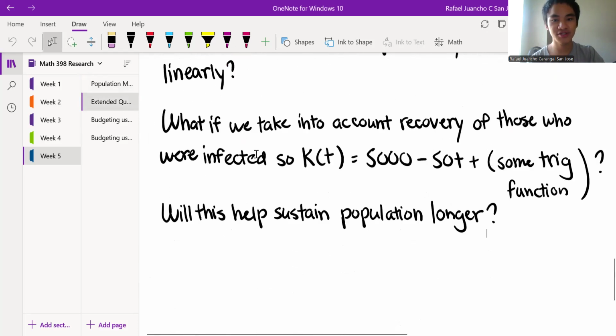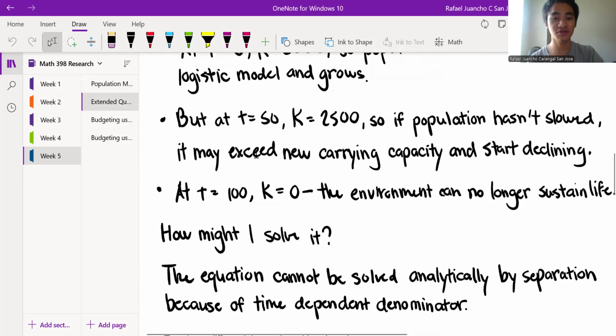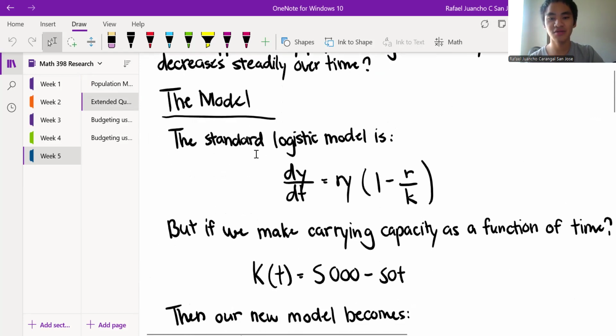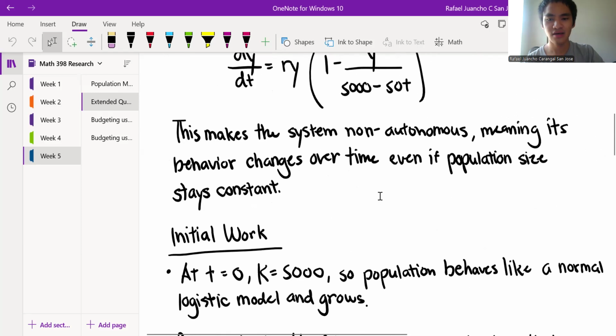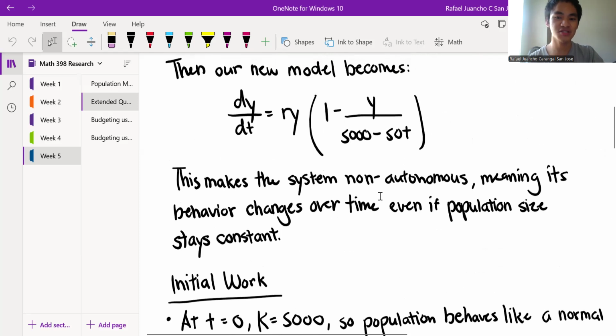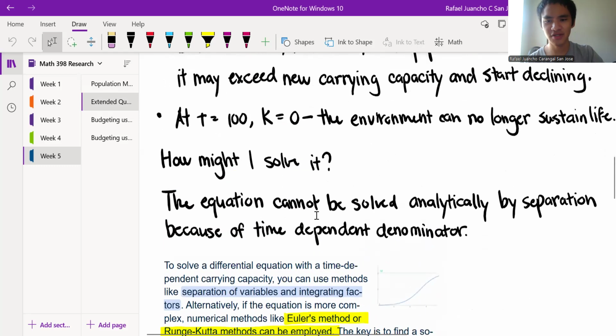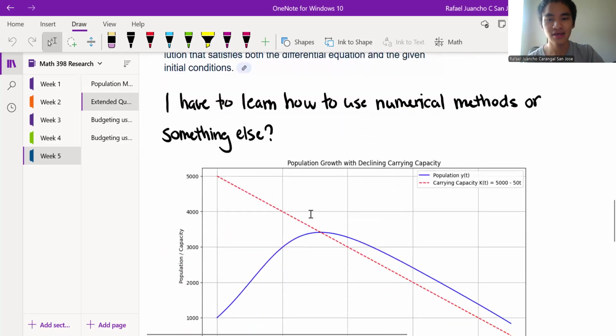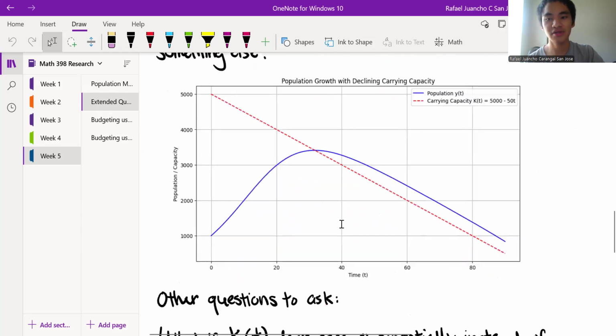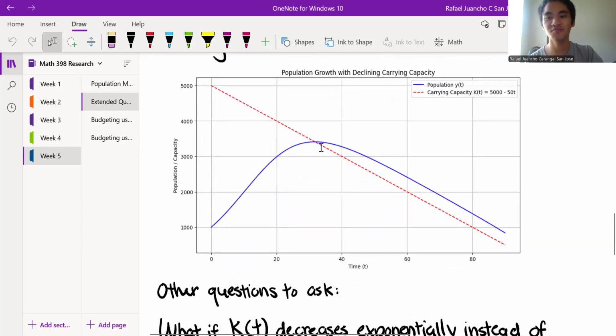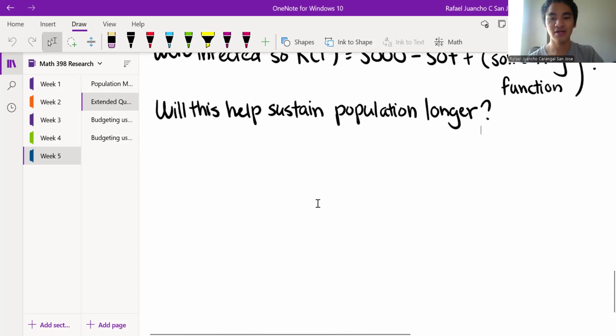And then my extended question here was, what if we make the logistic model a function that varies, right? And apparently this is not solvable using separable differential equations. So I used a solver in code pretty much, and here's what it's able to come up with. As my population goes up, the moment it intersects my carrying capacity, that's when it starts to plateau, right?